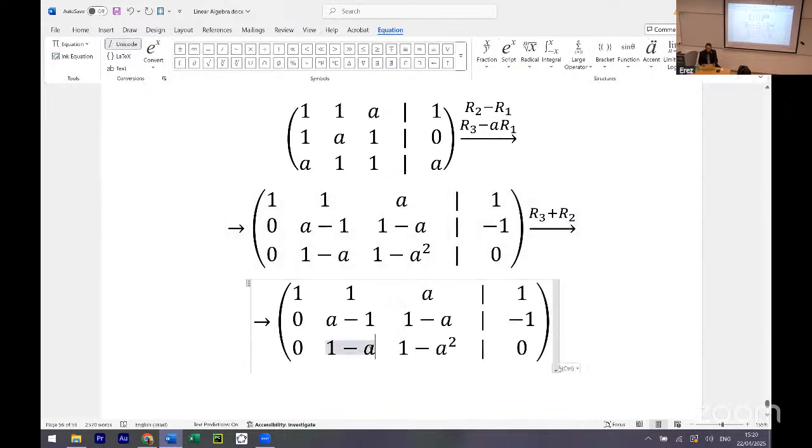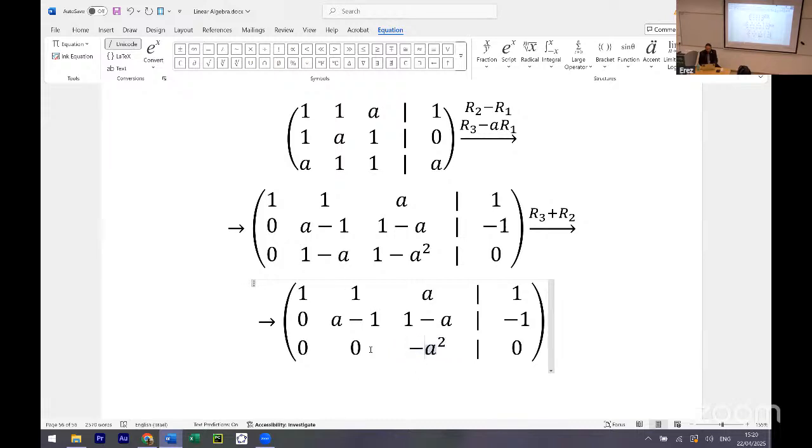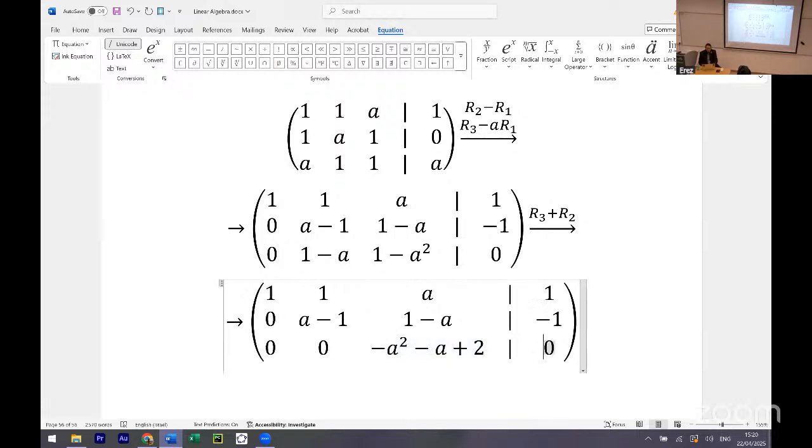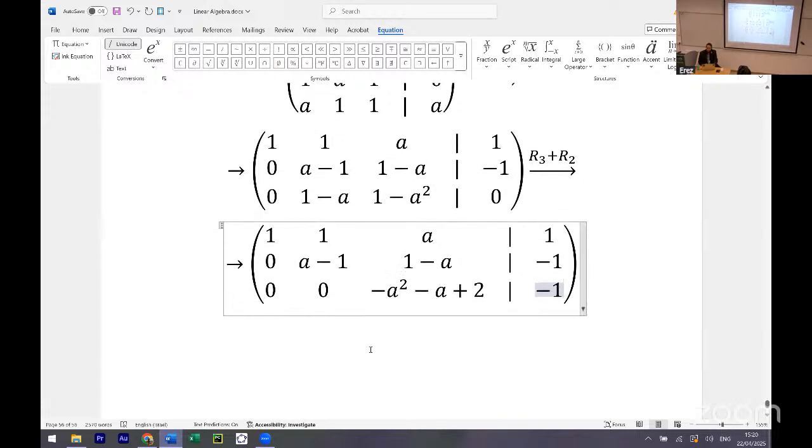And here we get 0. And here we sum them up, so we get minus A squared minus A plus 2, and here we get minus 1. No, isn't it C plus 0? Because you have a 1 minus A and you do minus. At which place? Here? Yeah, because you're not doing... I added them. I didn't subtract. Right? I added the two rows.